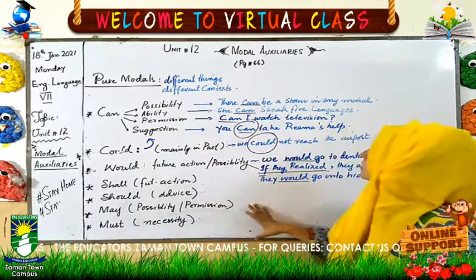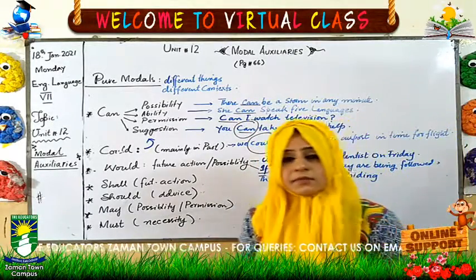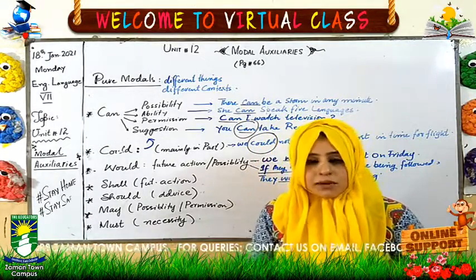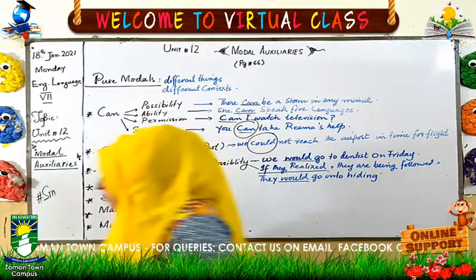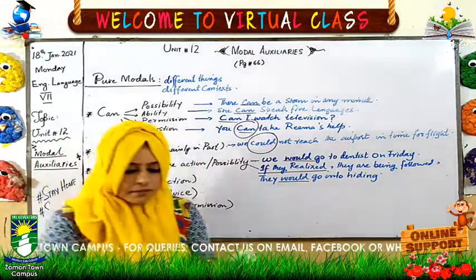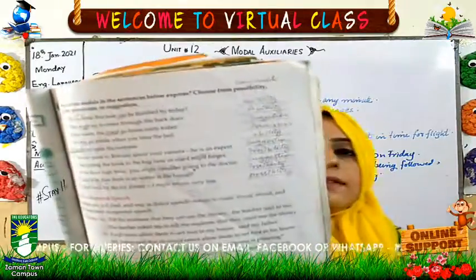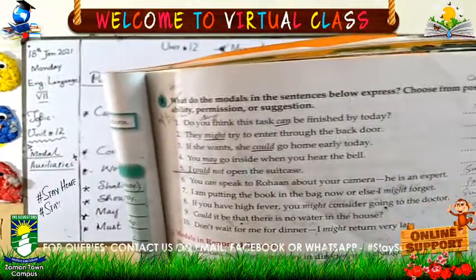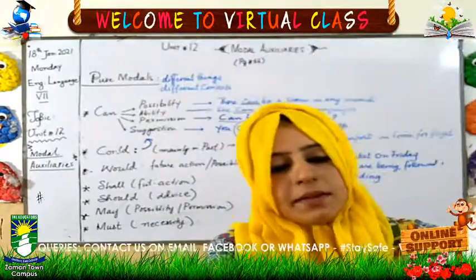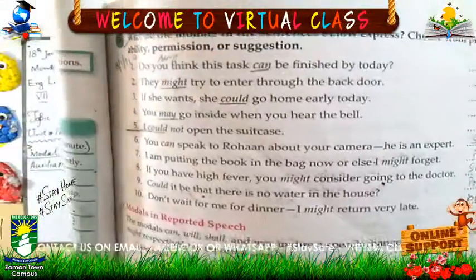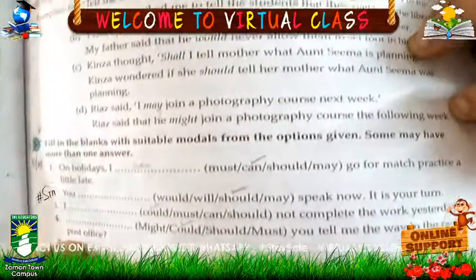So these were the modal auxiliaries which we have discussed in this class. Now come to the homework, what you have to do in your copy. Exercises: come to page number 67, exercise B and exercise C, we are going to solve today. It's on page number 67, exercise B and then exercise C, right?